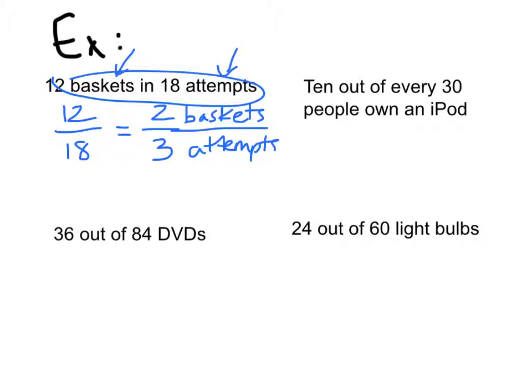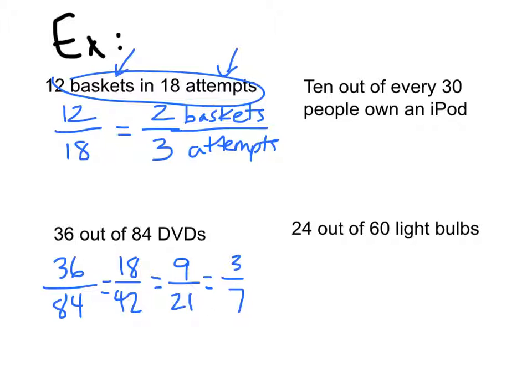Okay? And I'm going to go down to 36 out of 84 DVDs. So I'm going to say 36 to 84. Those numbers are both even, so that's an easy one. I know it's 18 out of 42. They're still even, 9 out of 21. And then I say they can both divide by 3, and I get 3 to 7 as my final ratio.